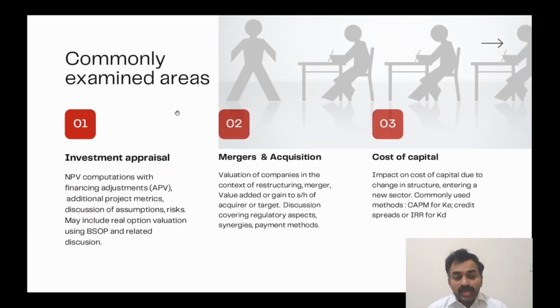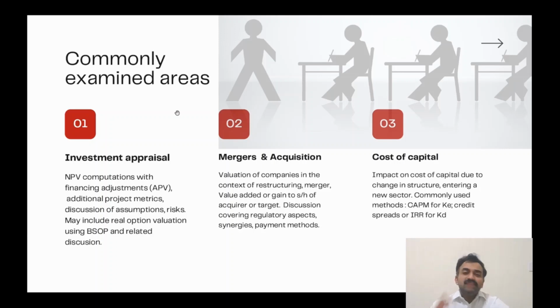Moving on to key areas on AFM. Investment appraisal is a commonly examined area on AFM. You can expect questions asking you to do a basic NPV computation with a few complex adjustments, which could include financing adjustments relating to adjusted present value computations where a project is specifically financed. You may also be given an NPV and asked to advise on the viability of the project based on certain add-on calculations and discussion on areas like sensitivity, or by calculating the MIRR, the duration of a project.